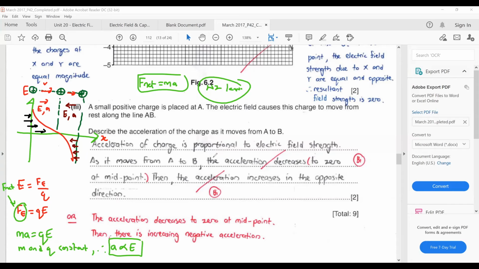Okay, acceleration of charge is proportional to electric field strength. As it moves from A to B, the acceleration will decrease to 0 at midpoint, which is talking about this point and this point. And then after that, acceleration will increase in opposite direction, which is from this point to this point. That's how you look at the graph. It takes some getting used to, but I think you guys should be okay.